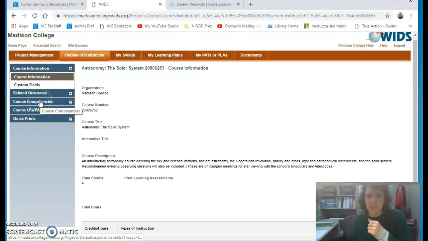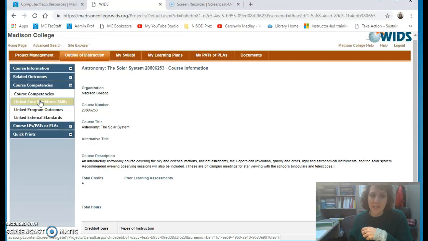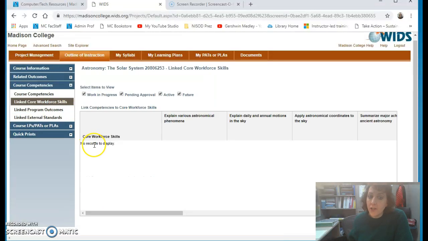At the left here, I'm going to click on Course Competencies. And in Unit 2, we examine our exit learning outcomes. So this is where I can see the core workforce skills for this class. So I'll let those load. And currently there are none tied to this specific course. And that's okay. It just means that this course hasn't been identified as either a place where students practice those core workforce skills nor assess them.